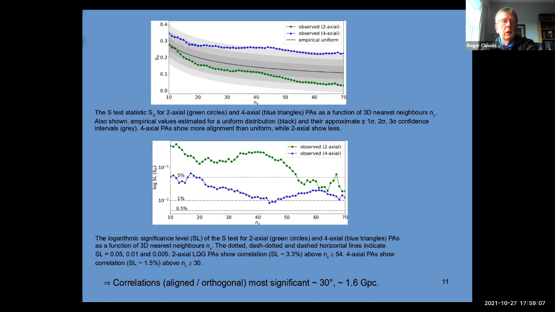And to summarize what it shows, the large quasar groups are themselves, their alignments are correlated in the sense of being either aligned with each other or orthogonal to each other over scales of about 30 degrees, or something like 1.6 gigaparsecs at the present epoch scale for the redshift of interest.